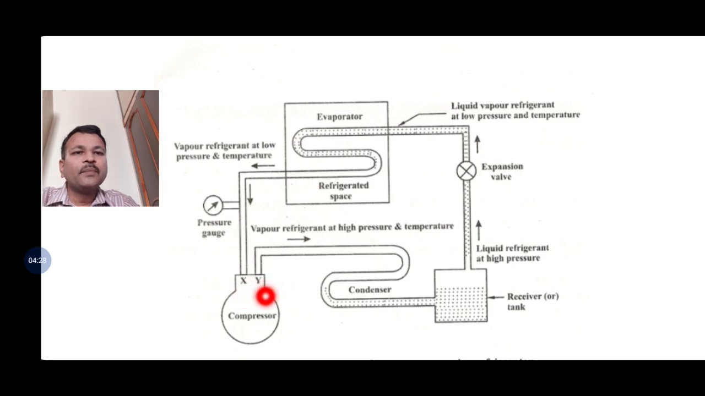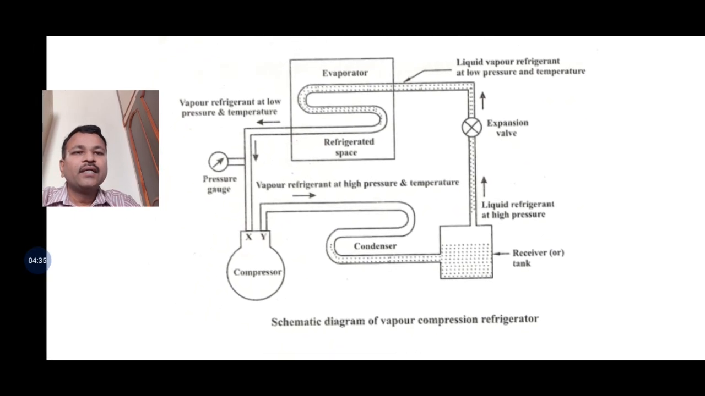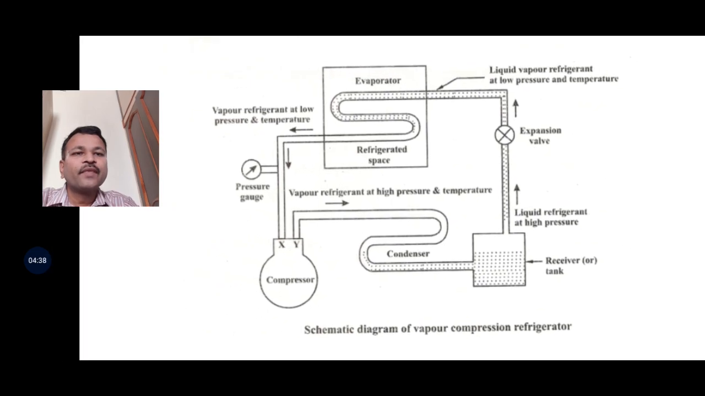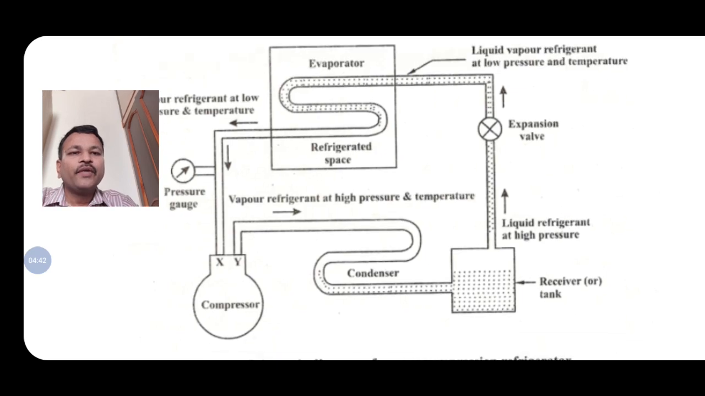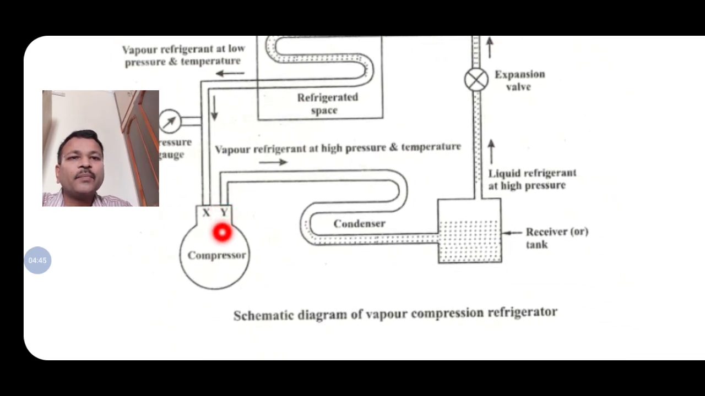So in the compressor what will happen? The vapor refrigerant which is at low pressure is compressed. How is it compressed? By means of a motor. The compressor is driven by the motor. So the vapor refrigerant is compressed, and the low pressure and low temperature is converted into high pressure, high temperature vapor refrigerant. It will come out from this. It is coming out as a high pressure, high temperature vapor refrigerant, in vapor state.